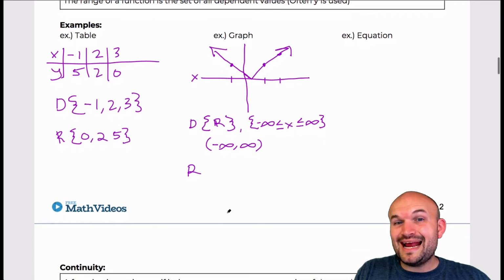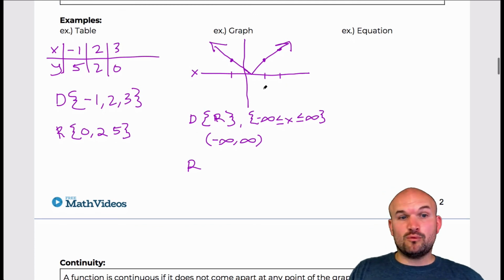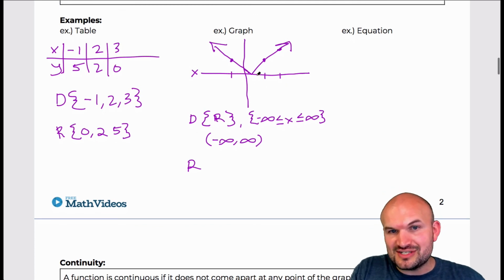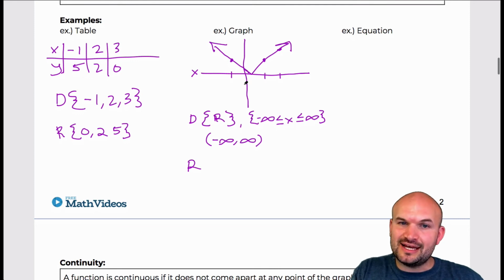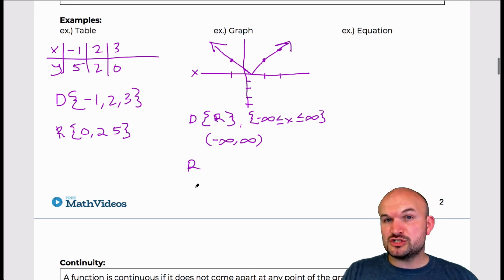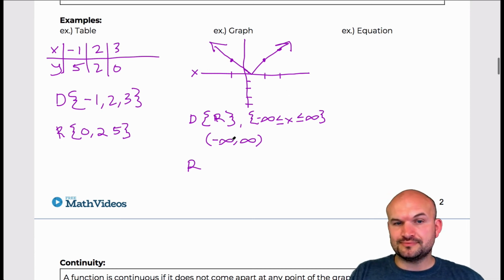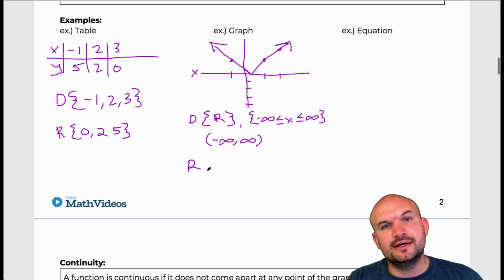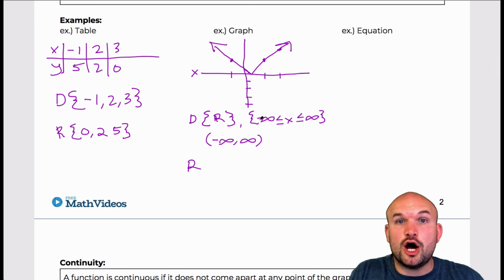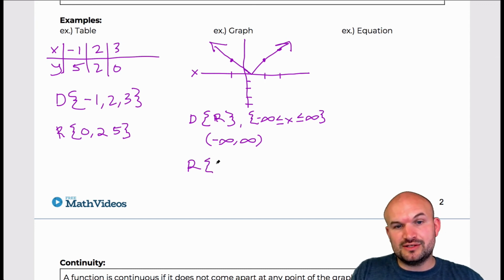All right, for our range, range is the set of all y values, right? Well, you can see there are infinitely many y values, but the interesting thing is there are no negative y values, right? There's nothing below the x-axis here. So my range is actually restricted at y equals 0. So there are a couple of different ways I could say this. I could say it's all the values when y is greater than 0. So I can say it's all y values greater than or equal to 0.